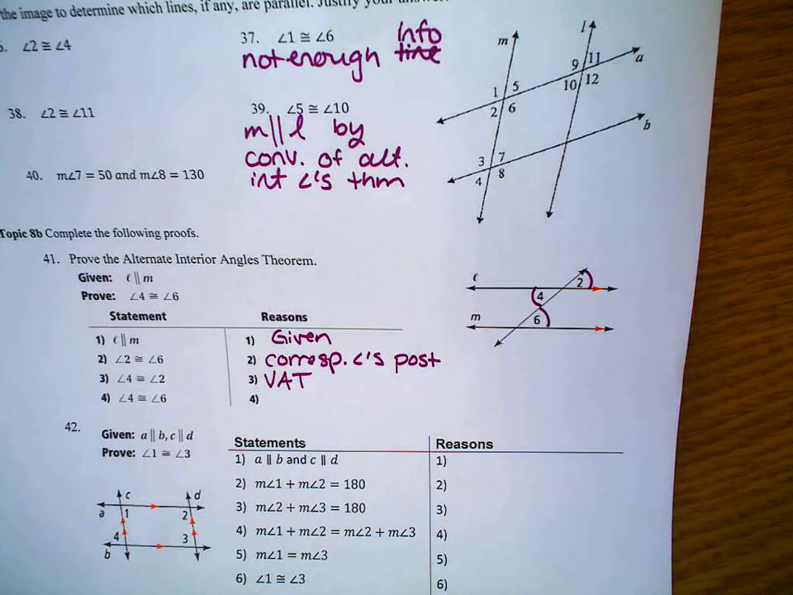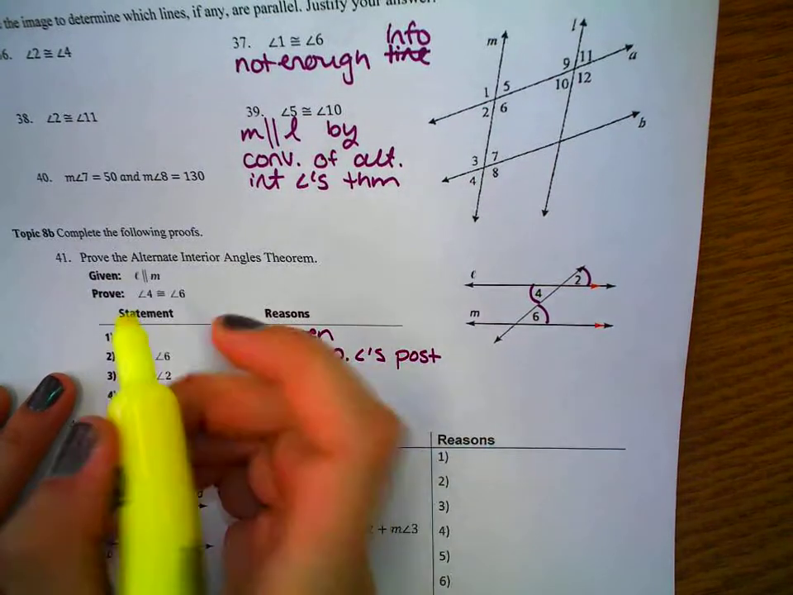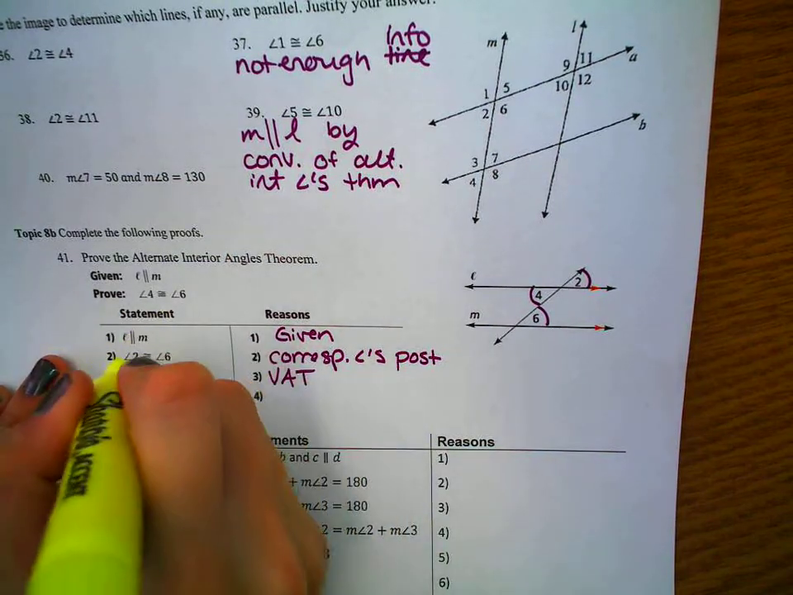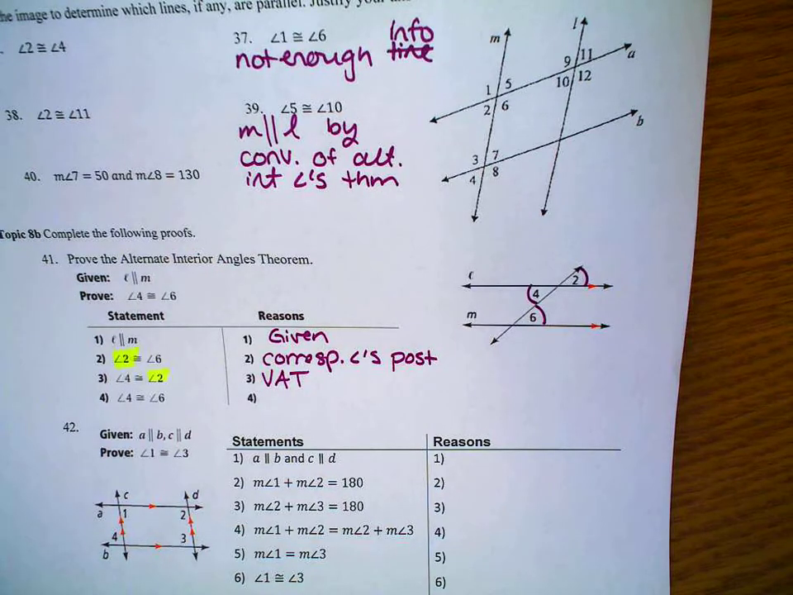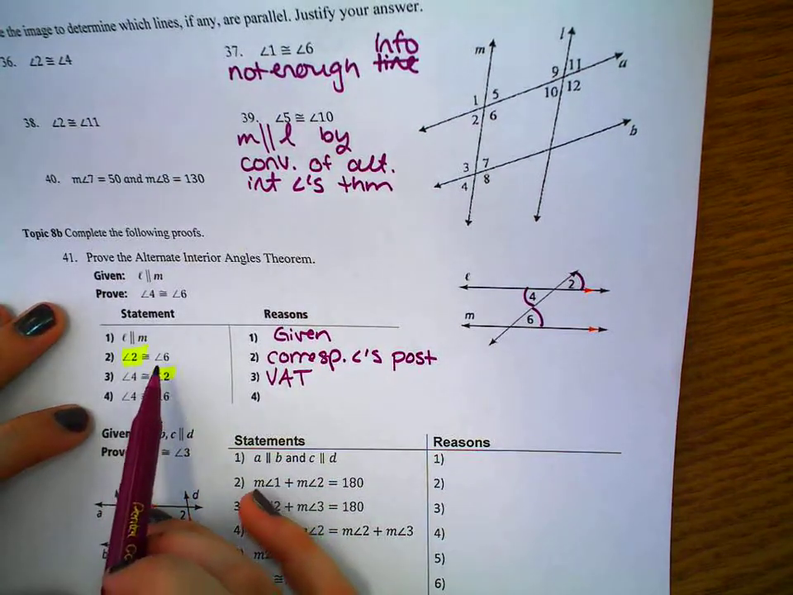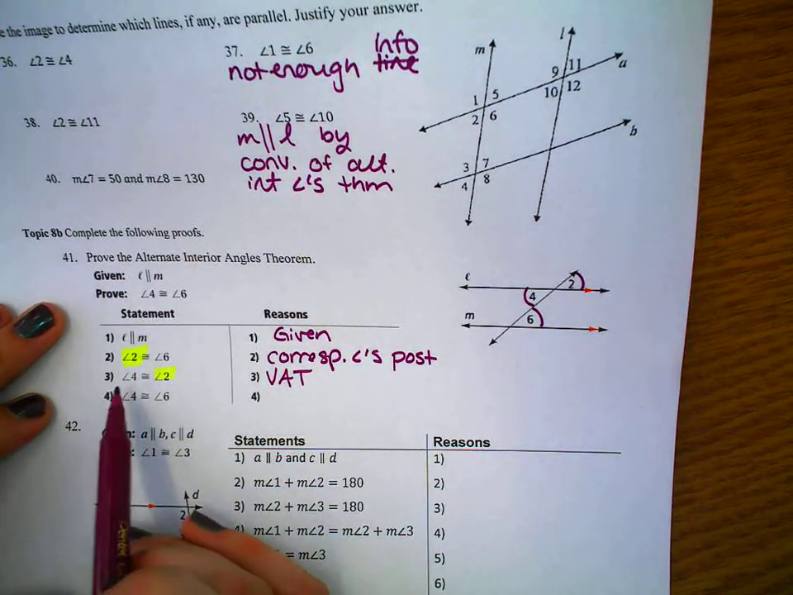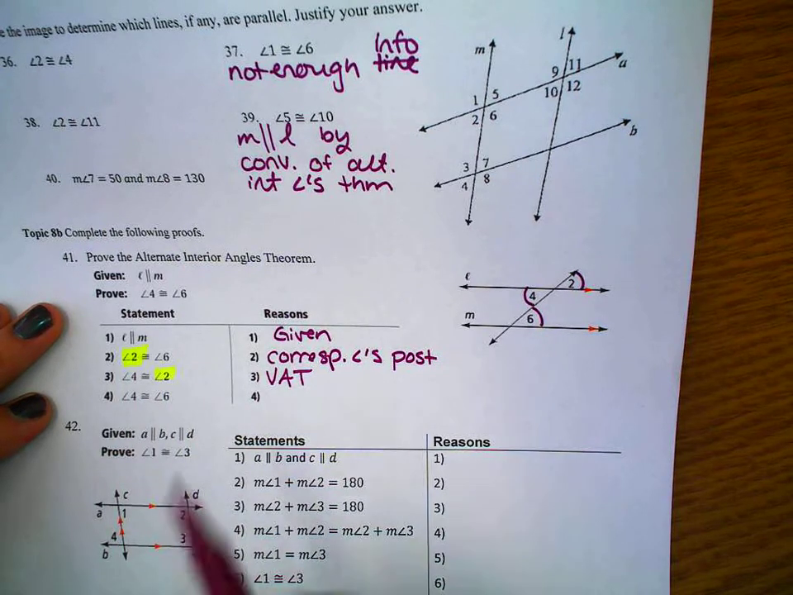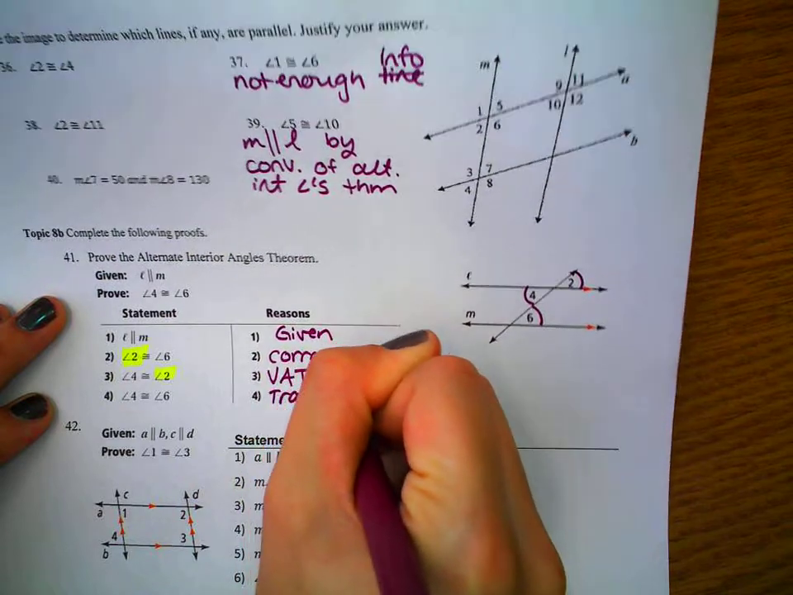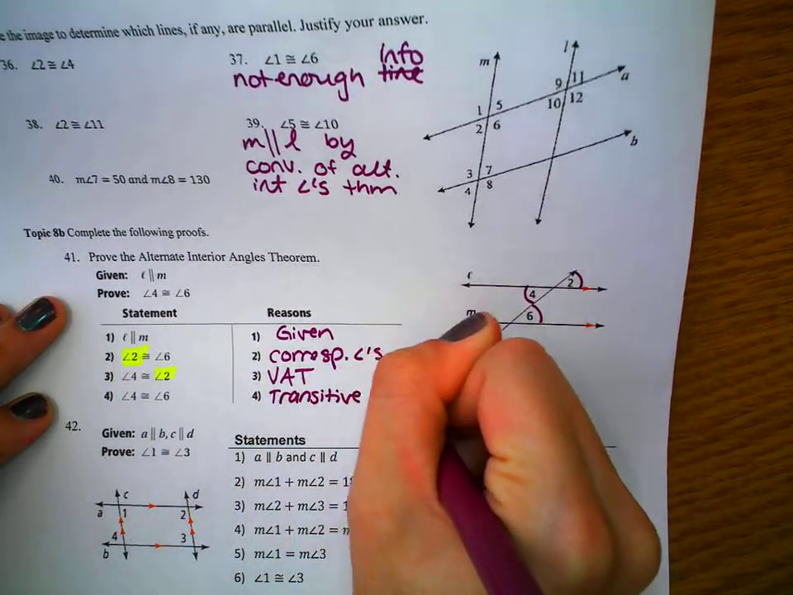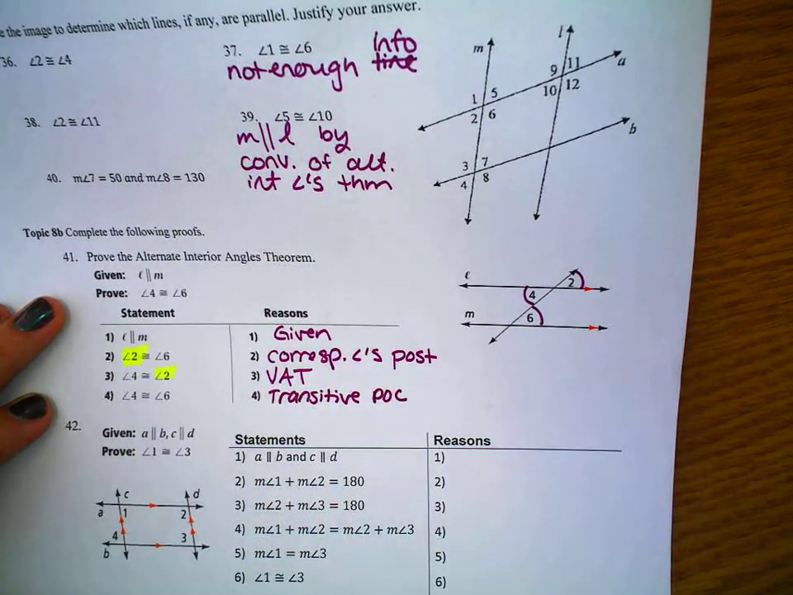Next, I'm stating that angle 4 is congruent to angle 6. I know this because both of those angles are congruent to the same angle. 6 is congruent to angle 2, and 4 is also congruent to angle 2. Therefore, by the transitive property of congruence, angle 4 is congruent to angle 6.